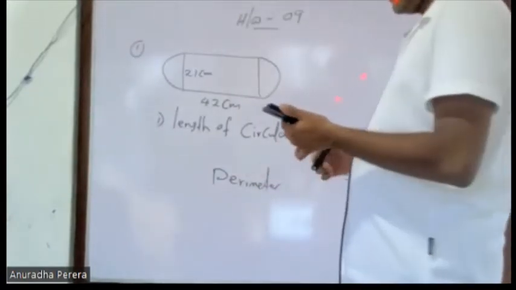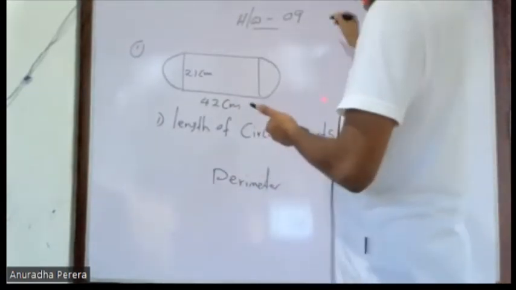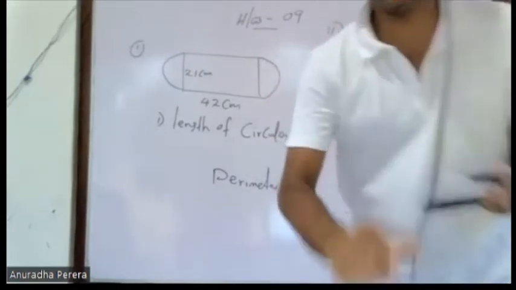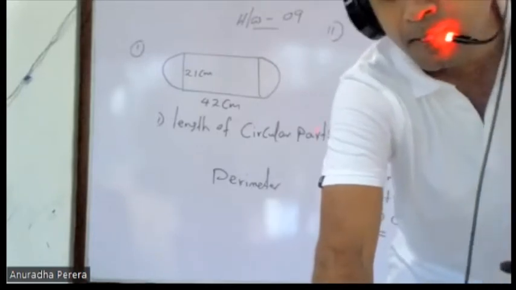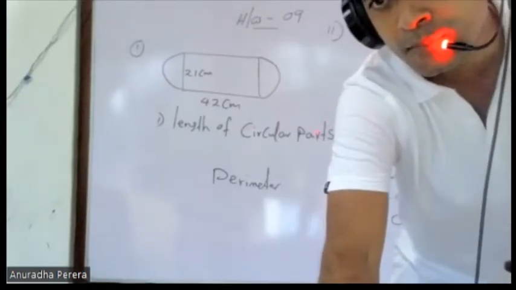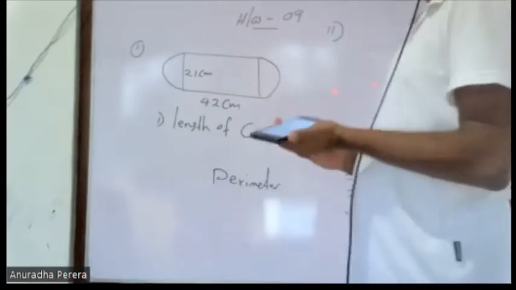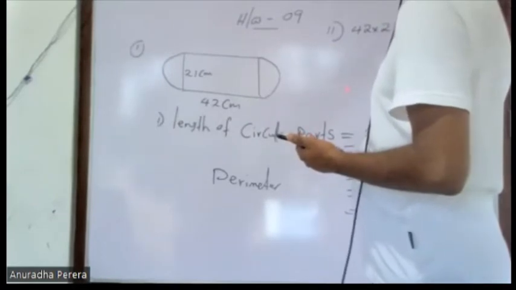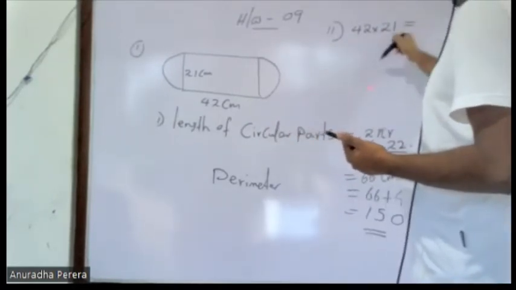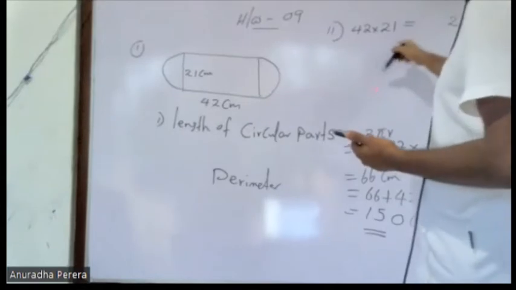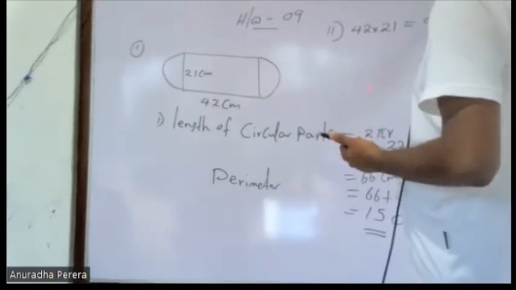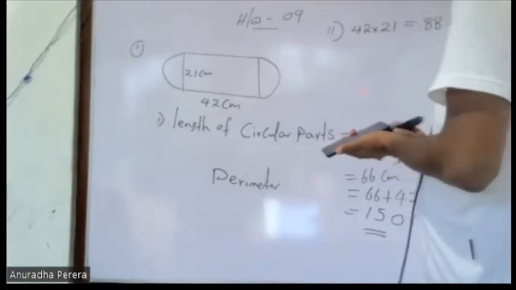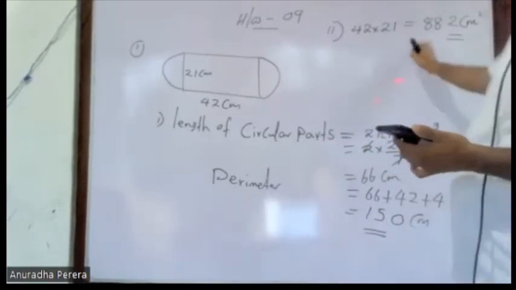Find the area of the rectangle. Area of the rectangle: multiply length and breadth. 42 into 21. The answer is 882 square centimeters. Got it?